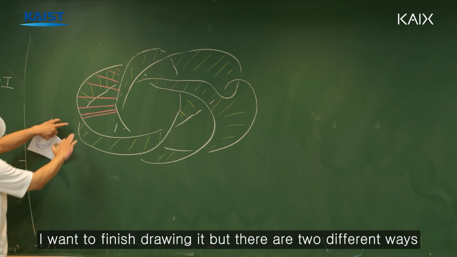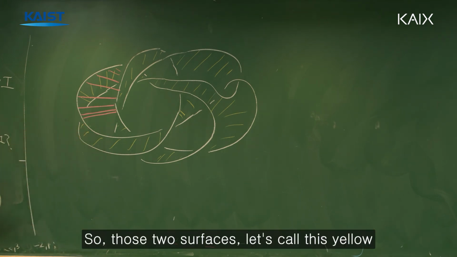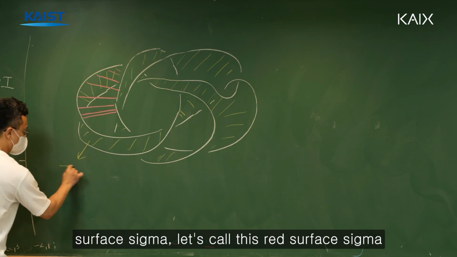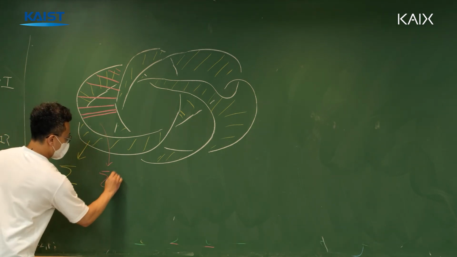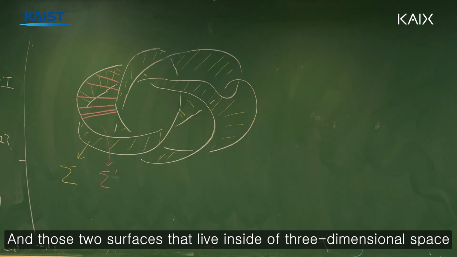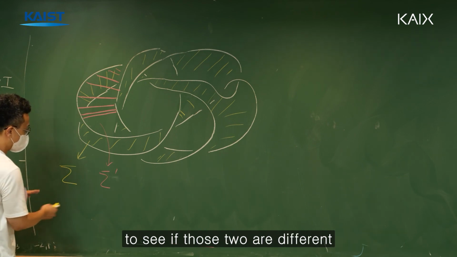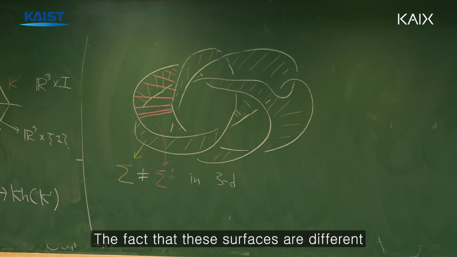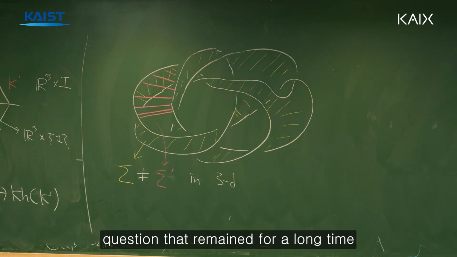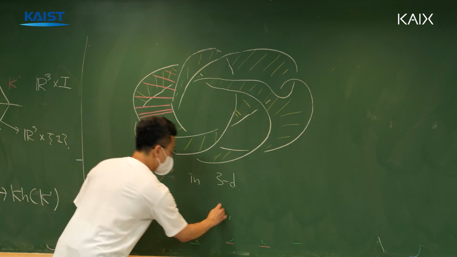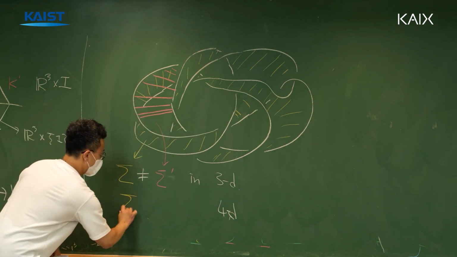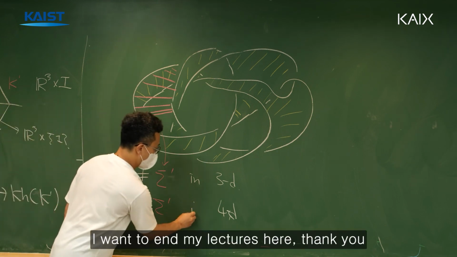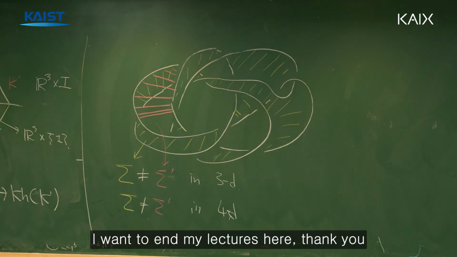I won't finish drawing it, but there are two different ways to draw a surface for the same knot. So let's call this yellow surface sigma, and let's call this red surface sigma prime. Those two are surfaces that live inside three-dimensional space, where it was easy to see that they are different. The fact that these two surfaces are different in the fourth dimension was a question that remained open for a long time, but it was recently solved by using Khovanov homology. And I want to end my lectures here. Thank you.